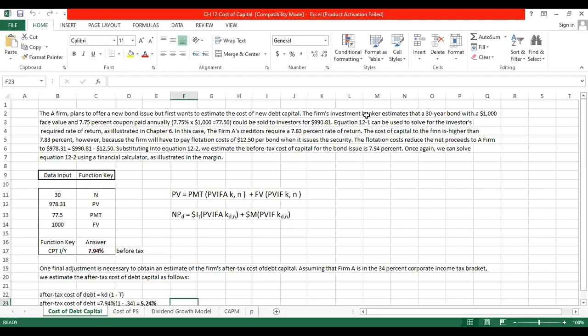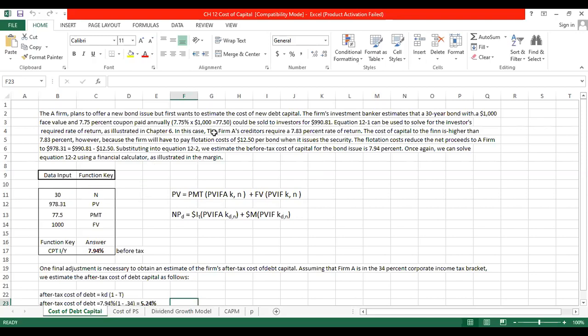So the firm's investment banker estimated the 30 years bond with the 1,000 face value and 7.75% coupon will pay annually 77.50. You just simply multiply the interest rate with the face value. So this is every year, your payment is every year, and could be sold to the investor for 990.81. So this is the present value before subtracting the flotation cost.